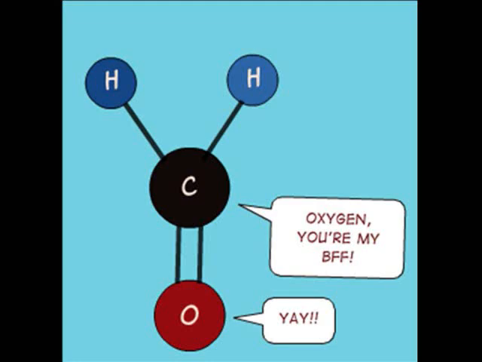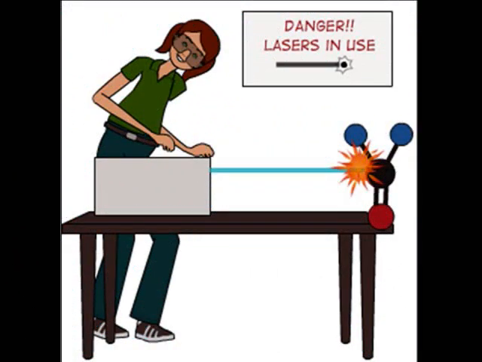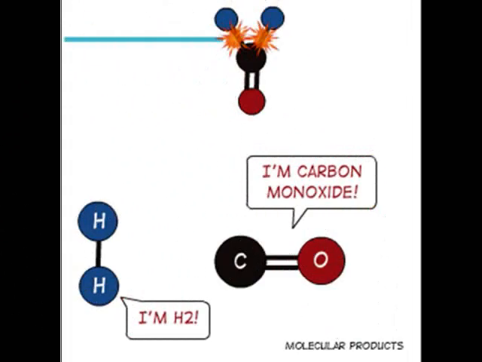The hydrogen and carbon bond is weaker, though, and if I hit it with my laser at certain wavelengths, I can break the hydrogen atoms off. If both hydrogen atoms break off, they can form a bond together, and we're left with 2 new characters, H2 and carbon monoxide. These are called the molecular products.